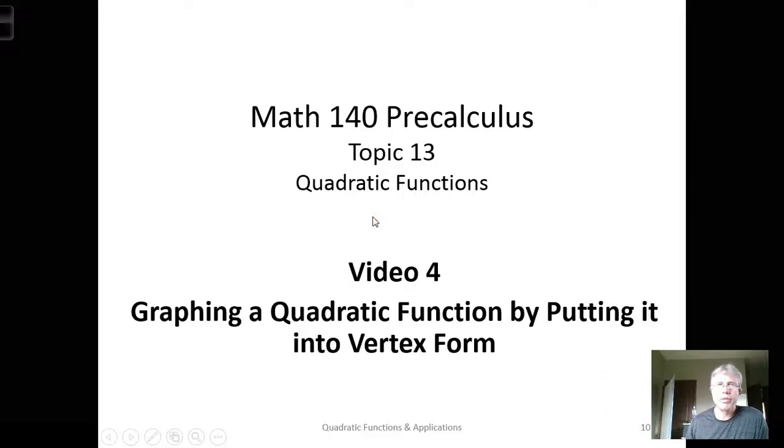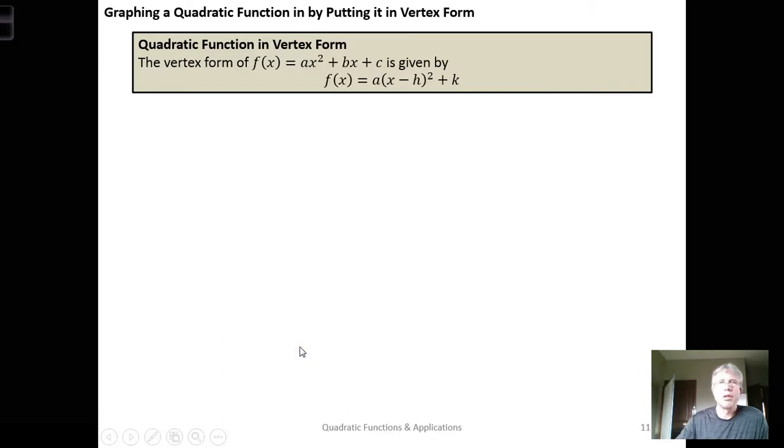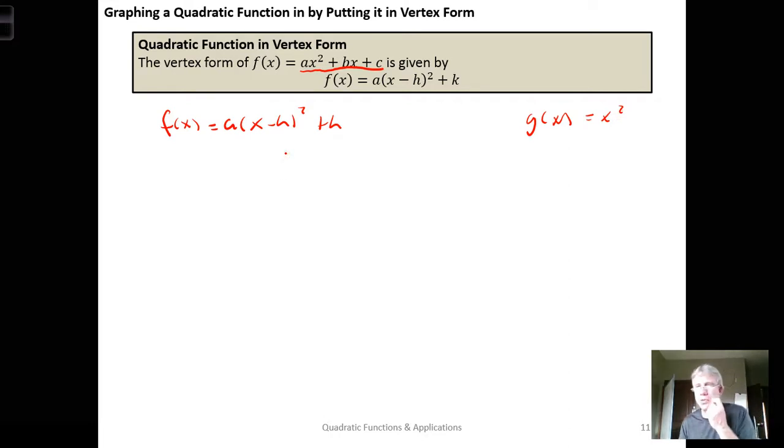In video 4, we're going to graph a quadratic function by putting it into vertex form. Vertex form of a quadratic function is the form that allows you to identify the transformations of the toolbox function. The toolbox function was x squared. So the vertex form allows you to see the transformations that were applied to the toolbox function to create the quadratic function f of x.